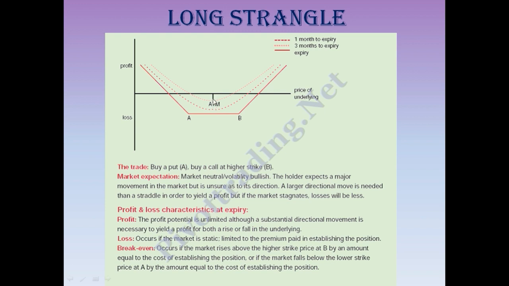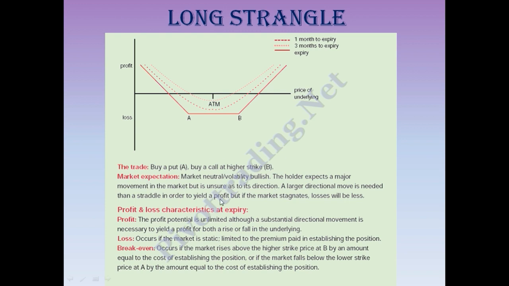Or you can consider this as the index or the instrument price which is currently going on in the market. A is a point which is less than the current market price and B is a point which is greater than the current market price. So how do we take a trade? How do we buy a strangle? We buy a put at a lower price and we buy a call at a higher price. We pay some premium for this and that is the cost of our investment.